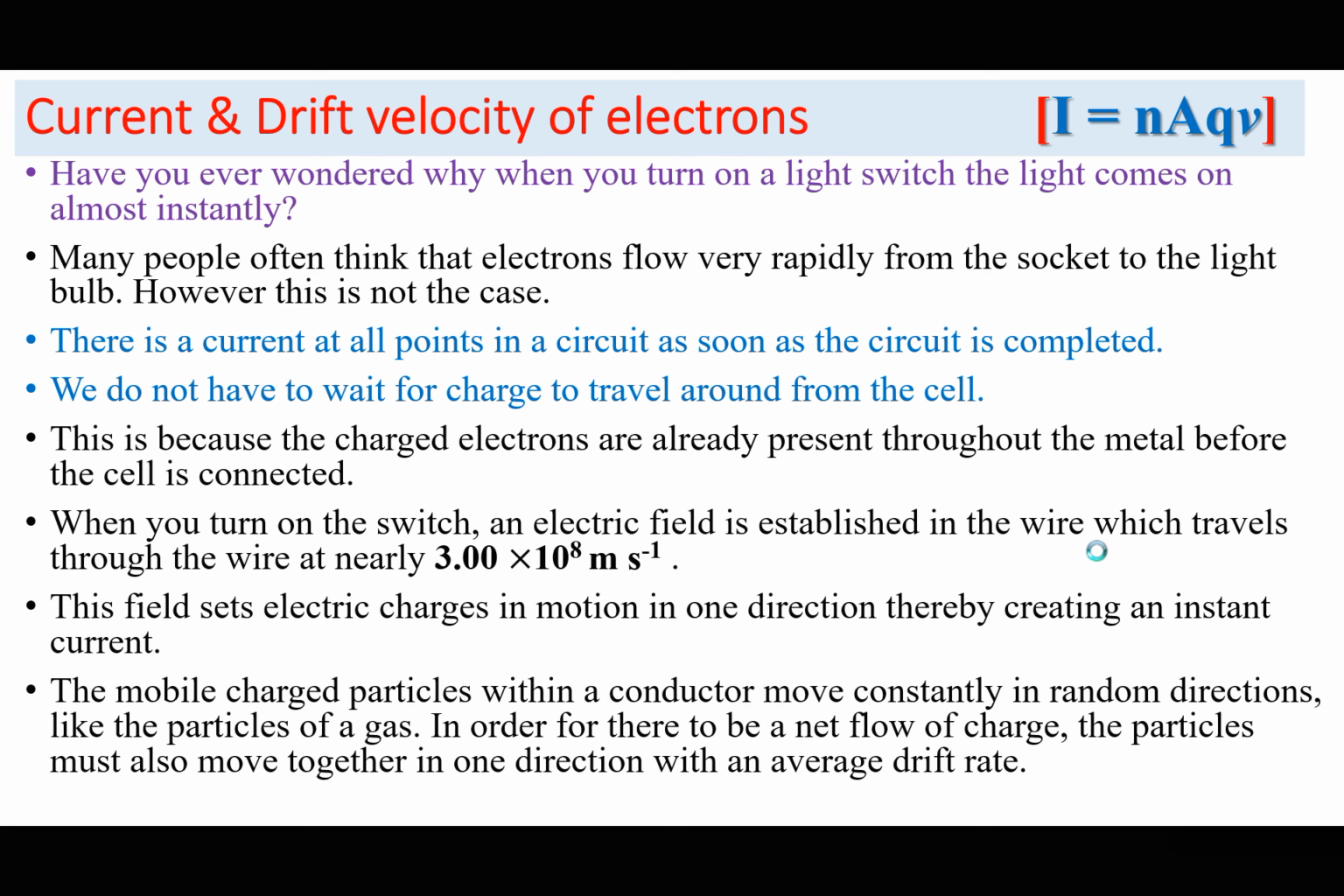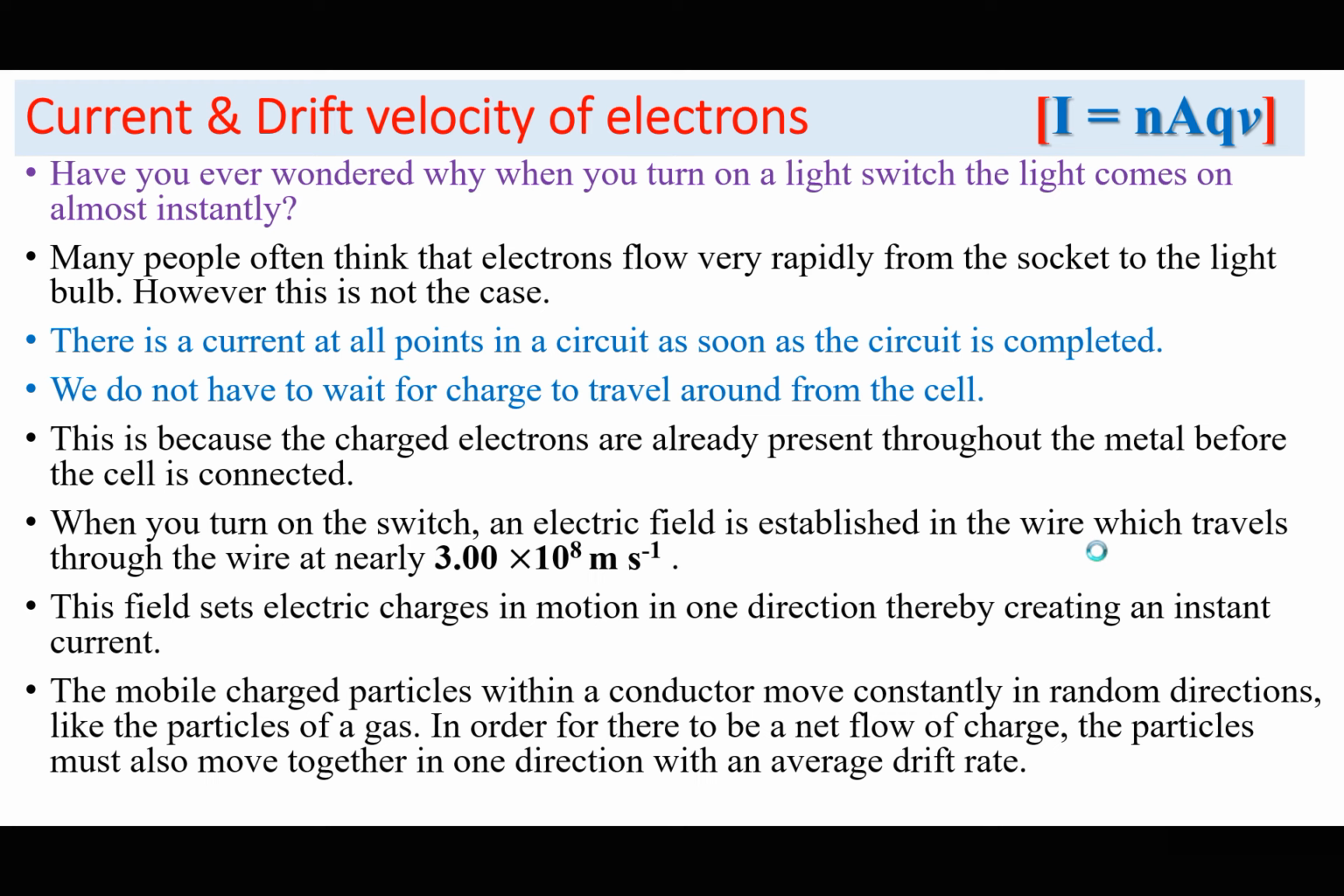So the mobile charged particles within a conductor move constantly in random directions, like the particles of a gas. In order for there to be a net flow of charge, the particles must also move together in one direction with an average drift speed. So pressing the switch, you are completing the circuit. You are setting up an electric field which is going to cause these electrons to now flow in one direction, so that we have what we call a current, because a current will be flowing if the charge carriers are moving in one particular direction, not randomly in any direction.